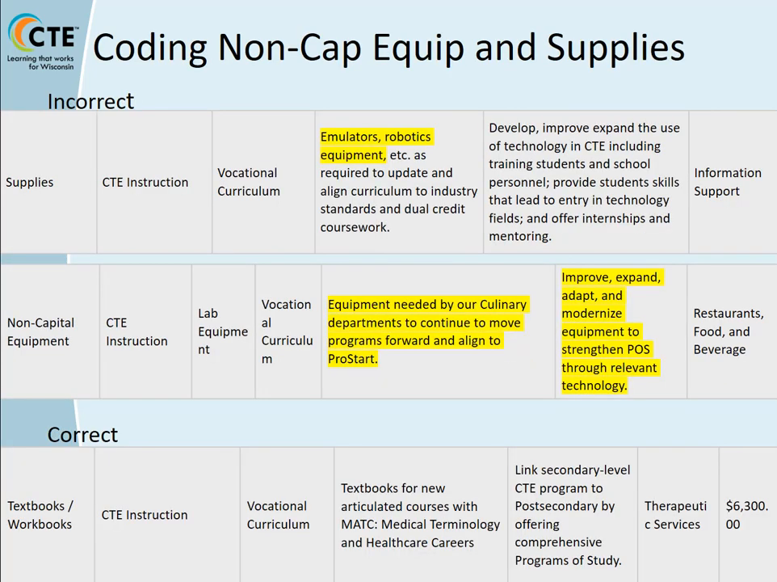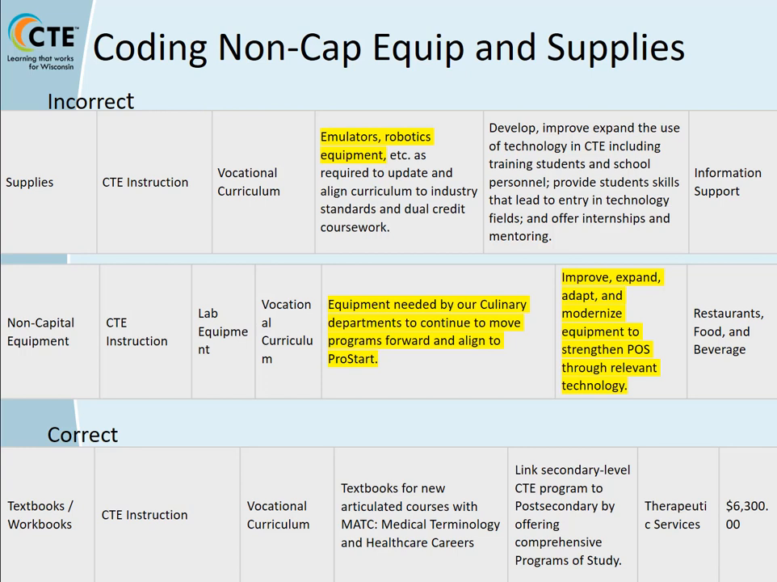First example, the selection says supplies, but the description says equipment. The question your reviewer will have is, which is it? If we're talking supplies to build a robot, then don't use the word equipment in the description, as equipment should be coded differently. In the second example, what exactly is being purchased? The description is a restatement of the rationale, but doesn't say what is being purchased.